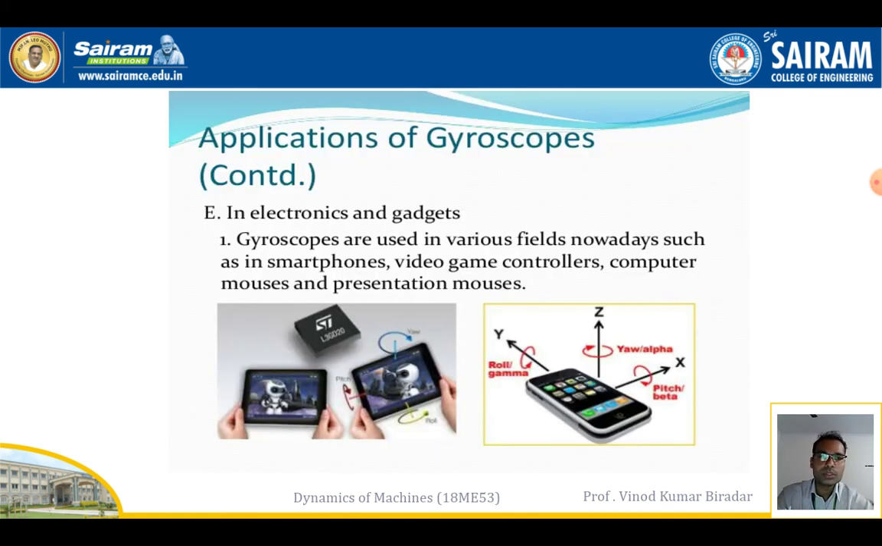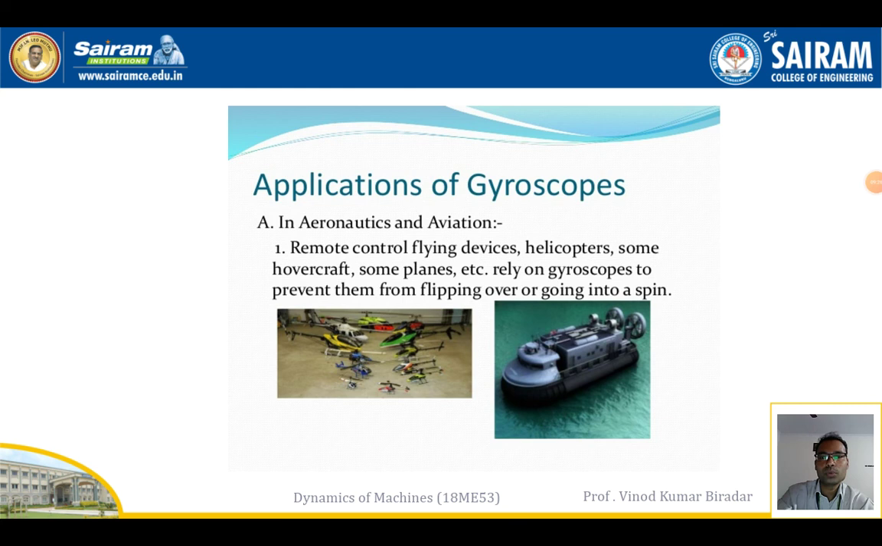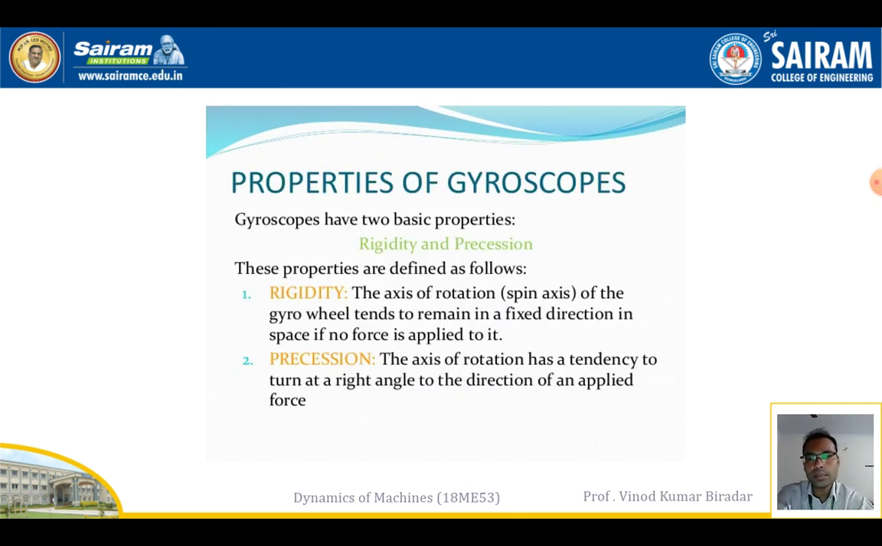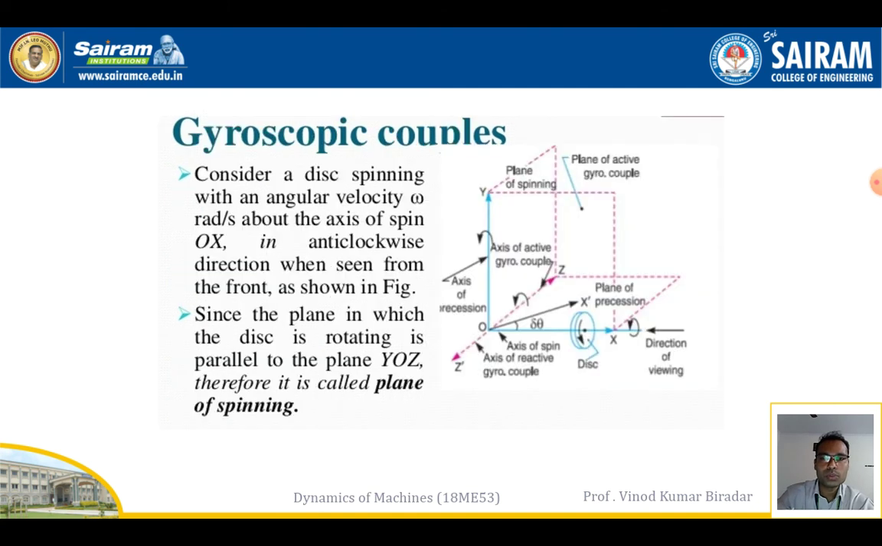So this is a brief introduction to the gyroscope and its applications. Next I am going to tell you about the gyroscopic couple. These are the two properties: rigidity and precession. In rigidity we are not applying any force; in precession we are going to apply forces. Just remember that. For the gyroscopic couple, we are going to derive the equation G = I ω ωp. This is about the gyroscopic couple.